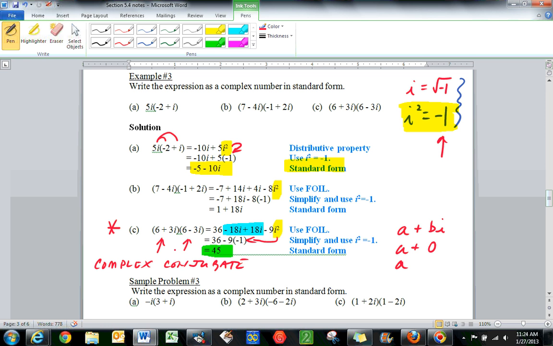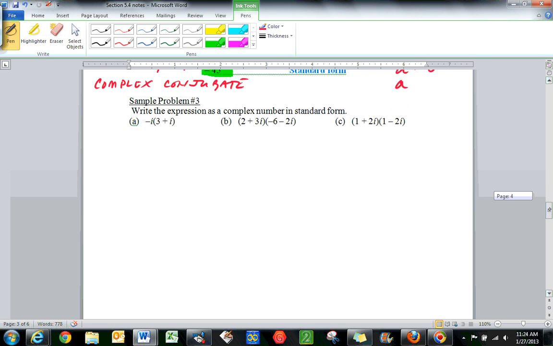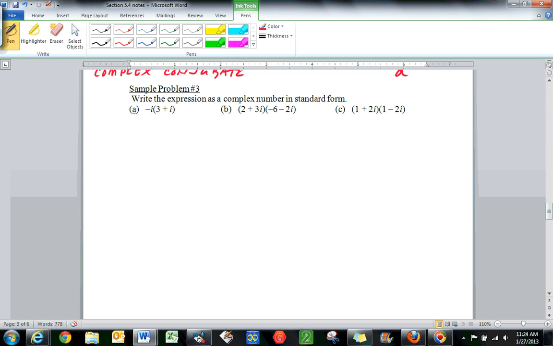So recognize complex conjugates when you see them and understand what they can do for you as you're working a problem. So, alright, now that we've taken a look at those 3 examples, we can move on down to sample problem 3. Go ahead and pause the video at this time and take a moment to work these 3 sample problems. Be sure to try to identify the complex conjugates if you see them and try to anticipate what your final answer should look like. So go ahead and work these at this point. Okay, if we look at sample problem 3, part A, we'll go ahead and work through these problems.